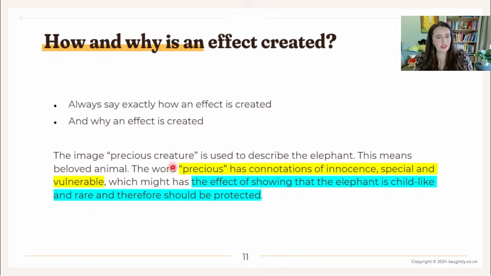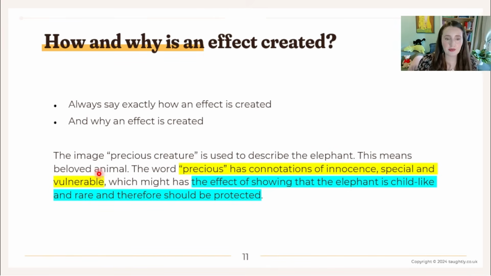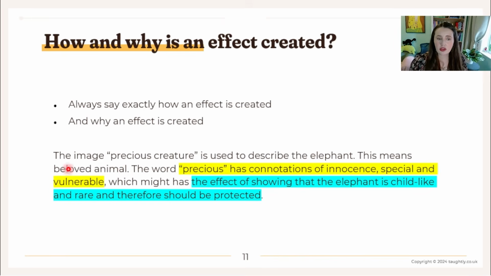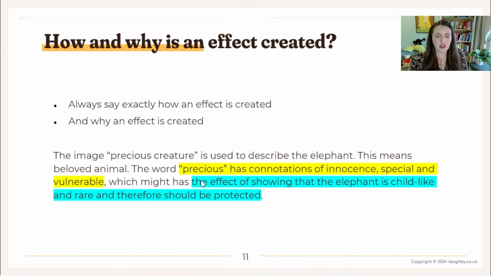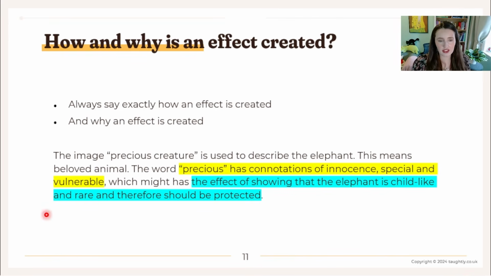For example, the image precious creature is used to describe the elephant. Okay, cool, we've got our quotation. This means beloved animal. Cool, we've shown explicit understanding. The word precious has connotations of innocence, special and vulnerable. Okay, we're saying our connotations. So why does precious mean that it's beloved? Why does it mean that the elephant is seen as innocent, which might have the effect of showing that the elephant is childlike and rare and therefore should be protected?